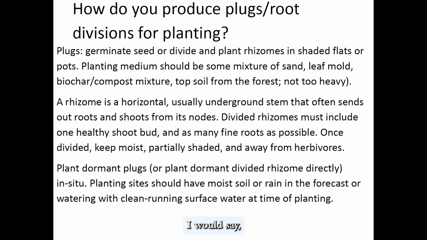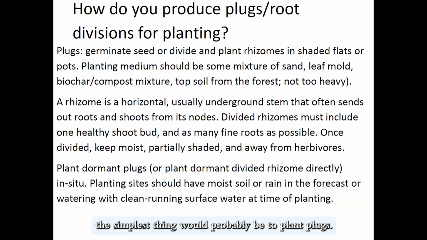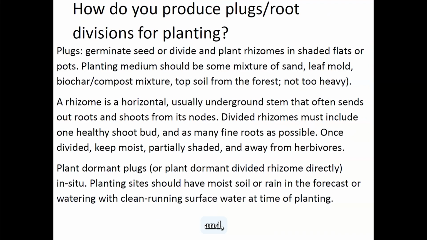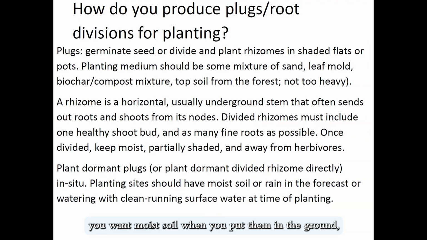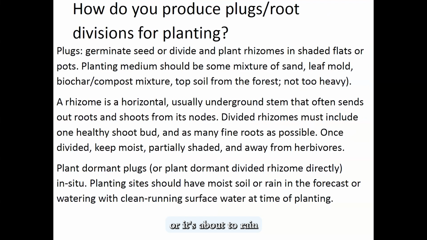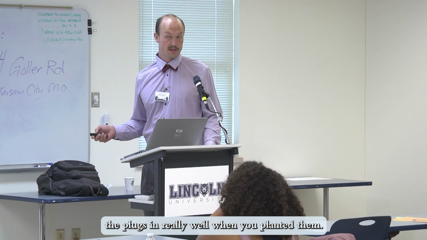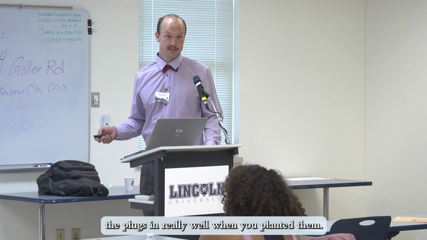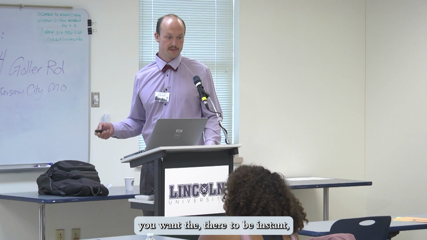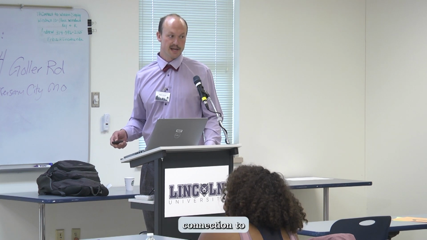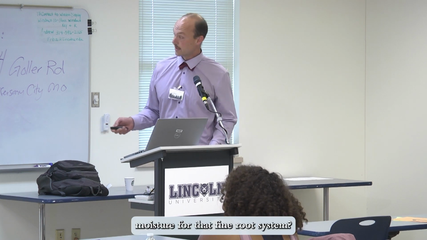I would say the simplest thing would probably be to plant plugs when they're dormant. And you want moist soil when you put them in the ground, whether that's because it has been raining or it's about to rain, or you watered the plugs in really well when you planted them. You want there to be instant connection to moisture for that fine root system.